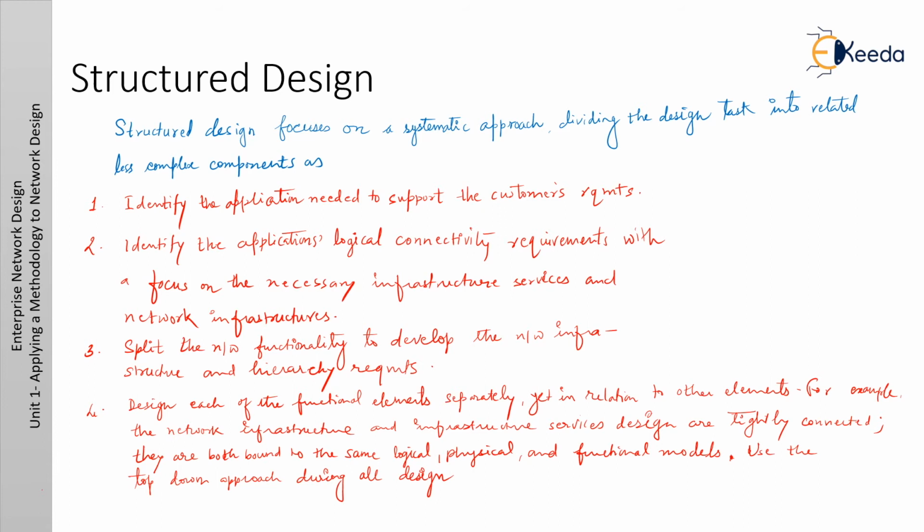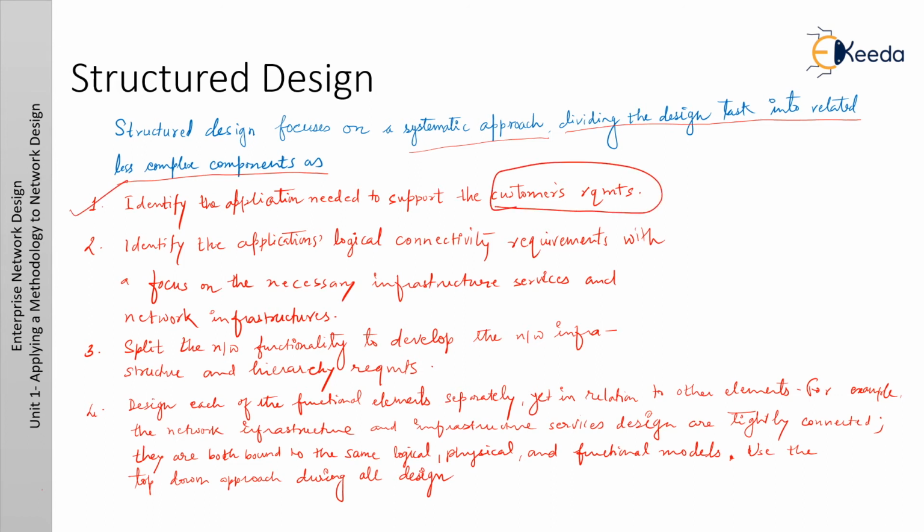Now come to structured design. The output of design should be a model of the complete system. The top-down approach is highly recommended rather than focusing on network component technology or protocols. Instead, focus on business goals, technical objectives, and existing and future network applications and services. So, structured design focuses on a systematic approach, dividing the design task into related, less complex components, like identify the applications needed to support the customer's requirement.